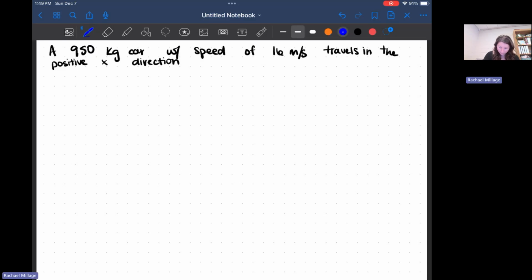So here, this is going to be my blue car. Okay, I'm just going to draw a little rectangle. It's moving in the positive x direction. It's 950 kilograms, and it's moving at 16 meters per second.